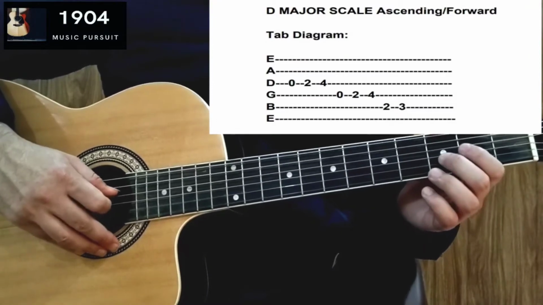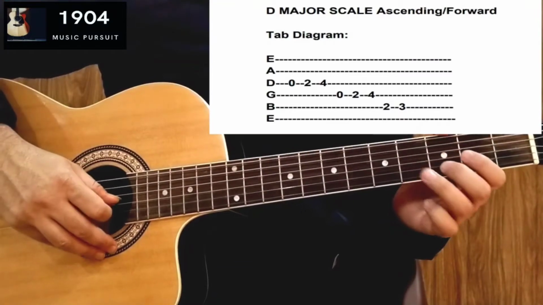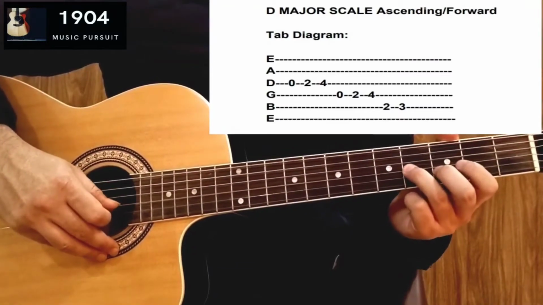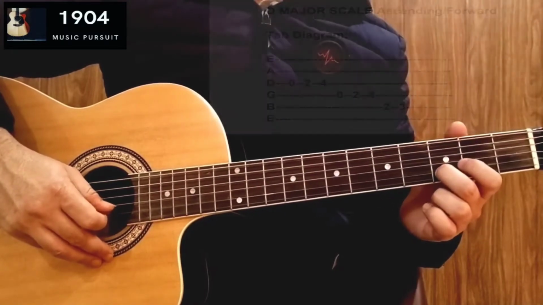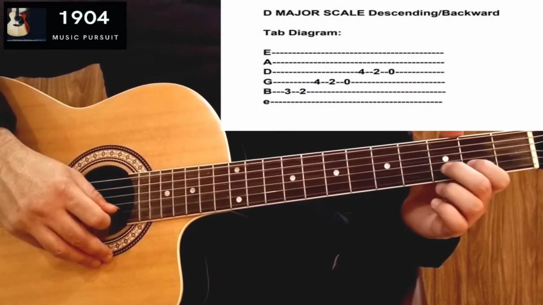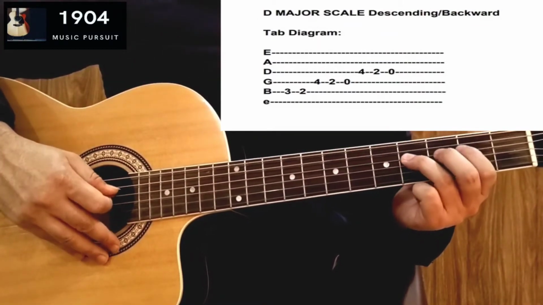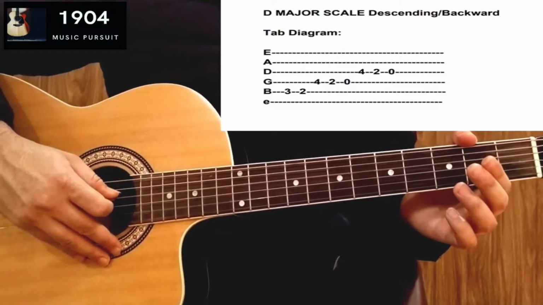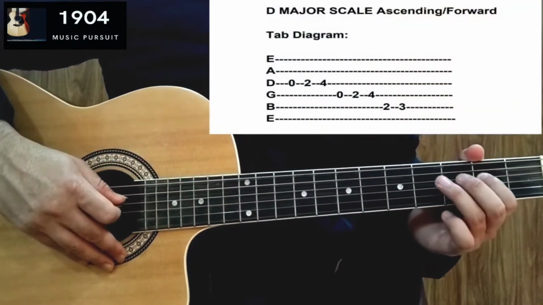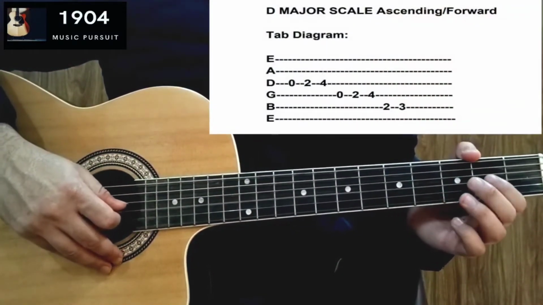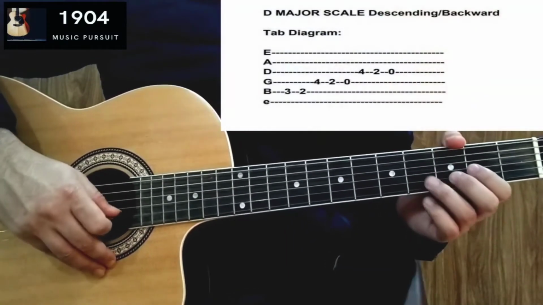So it goes like 0, 2, 4 on the 4th string. Then on the 3rd string, 0, 2, 4. And on the 2nd string, it goes 2, 3. And then backwards. Let's try one more time. And then backwards.